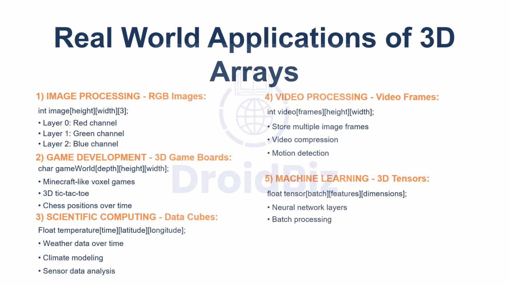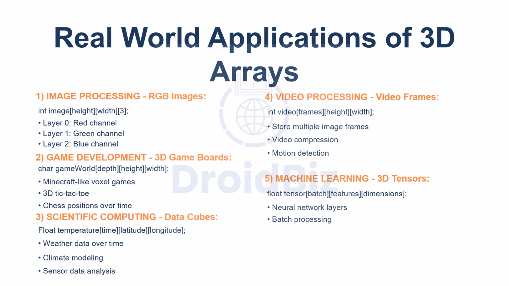Let's explore real-world applications of 3D arrays. First application is image processing with RGB images. Application 2 is game development for 3D game boards like Minecraft-like voxel games, 3D tic-tac-toe, or storing chess positions over time. Next application is scientific computing with data cubes. It is useful to store weather data over time, enables climate modeling, and helps analyze sensor data.